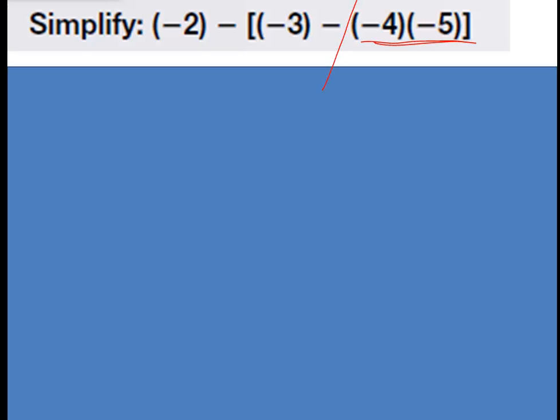What's negative 4 and negative 5? That's positive 20. Okay, so bring our 20 down here, bring down our negative. All right, and then we got negative 3 minus 20 is negative 23. Okay, we're all okay with that? That's everything right from here.